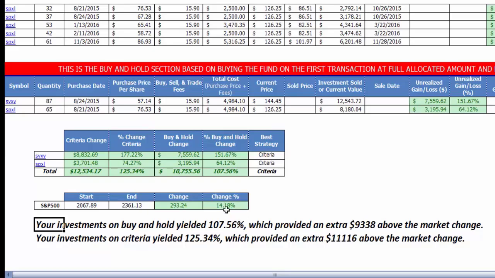Basically, what that's saying is, if you would have maintained the market at this rate, you would have gotten one result, but you actually did this, and you made an extra $11,000 above the market, which means you're getting more value out of your investments.